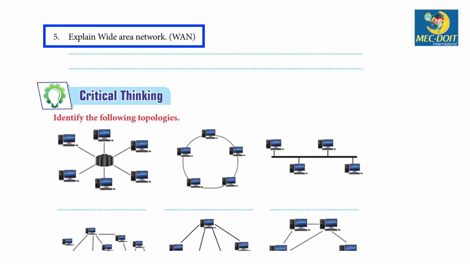5. Explain wide area network, WAN. Answer. Wide area network. A wide area network occupies a very large area, such as an entire country or the entire world. It consists of many smaller networks, such as LANs or MANs. The primary characteristic of WAN is that data transfer requires a public telecommunication medium. A very common example of WAN is the internet, wherein millions of computers are interconnected with each other.